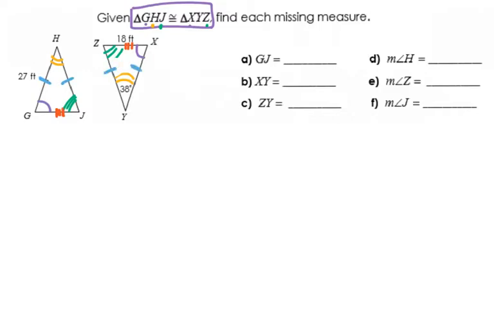So GJ corresponds with that side XZ, which is 18. So both the reds are going to be 18. XY is that blue side. Those are the legs of the isosceles triangle, so 27. This one's also 27. Alright.